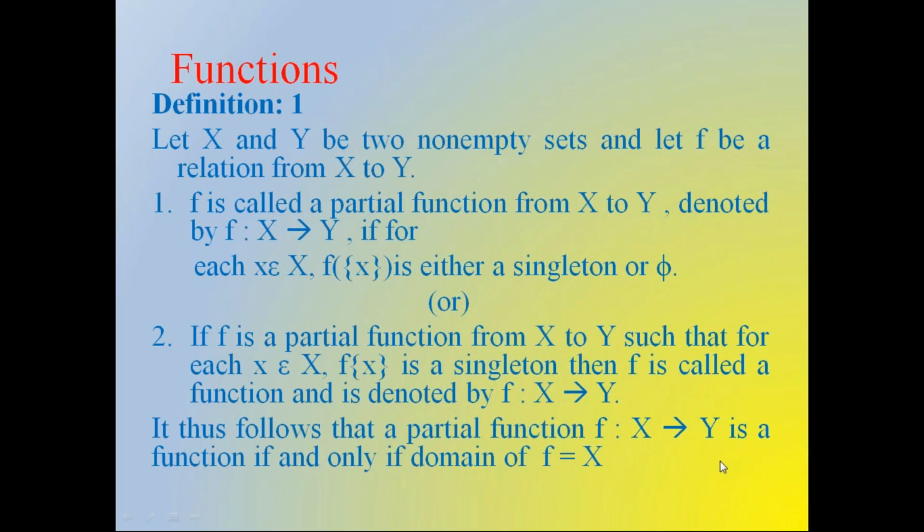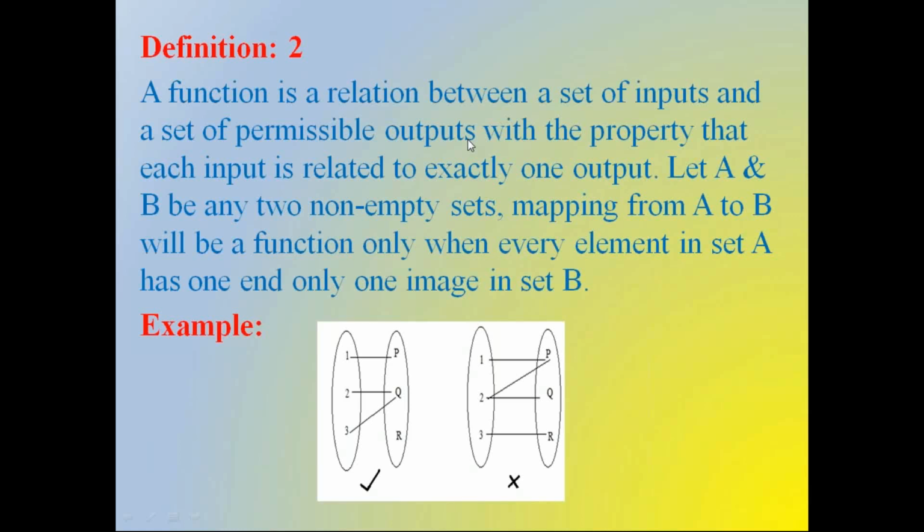Definition 2: a function is a relation between a set of inputs and a set of permissible outputs, with the property that each input is related to exactly one output. Let A and B be two non-empty sets, mapping from A to B. It will be a function only when every element in set A has only one image in set B.